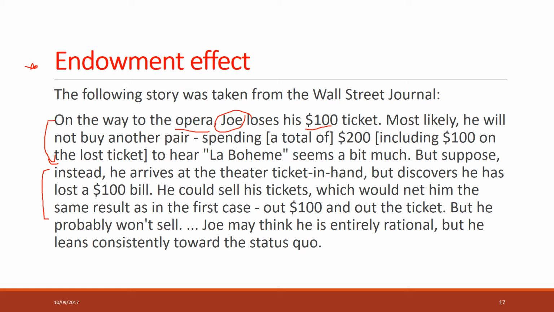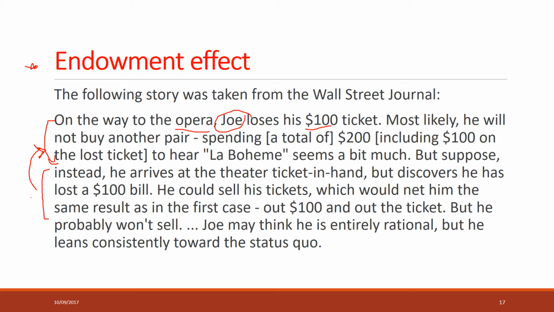So the wealth for the second option, where we lose $100 in notes and still go ahead and watch the opera show, is $200, which is the same as when we lose the ticket and go ahead and buy another ticket to watch the show. So given that the two options have the same outcome, why do we think the first option is not reasonable, but the second option is reasonable?